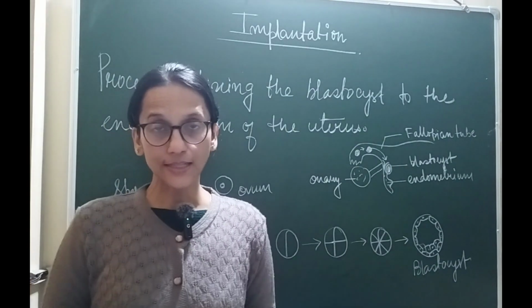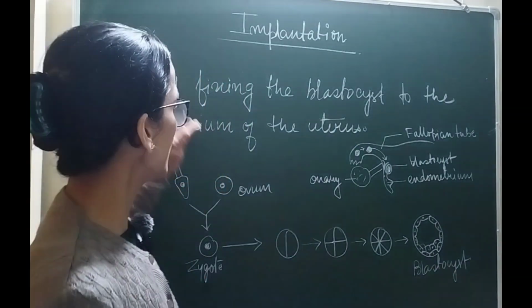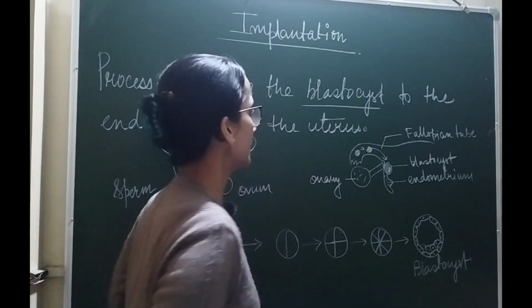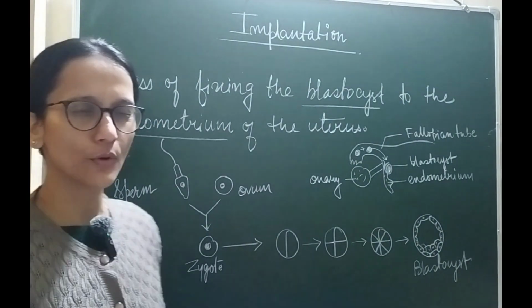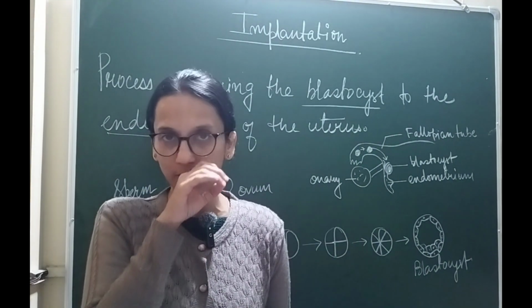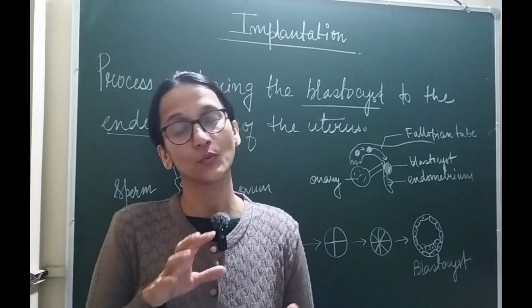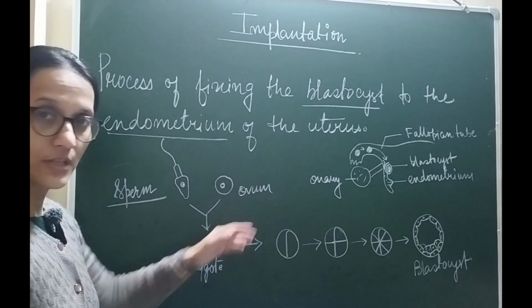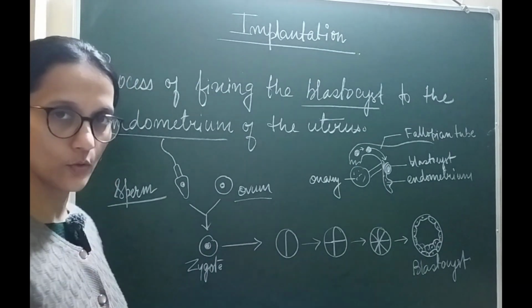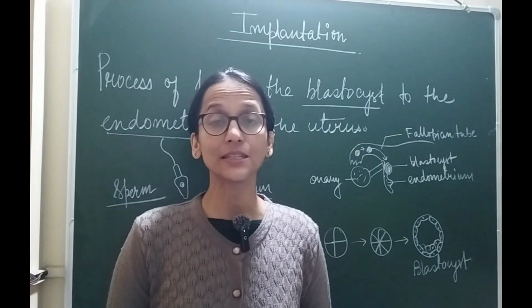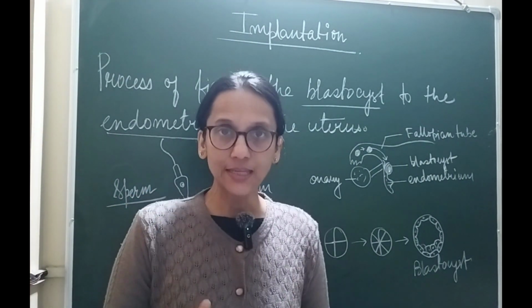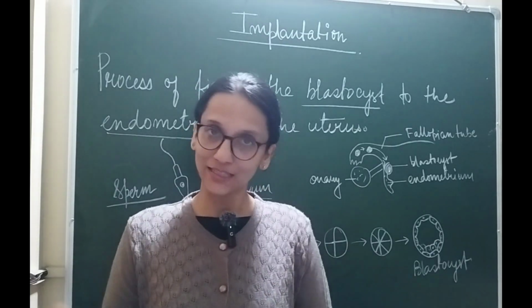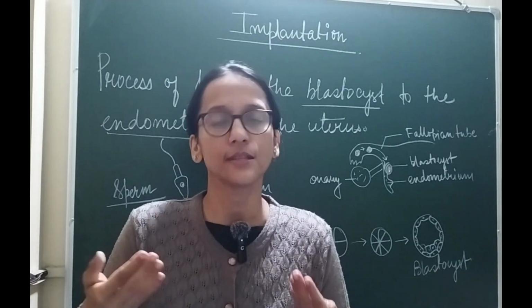Well, now let us understand what is implantation. Implantation is the process of fixing the blastocyst to the endometrium of the uterus. You already know the innermost lining of the uterus is called endometrium, but what we do not know is what is a blastocyst. Now, at the time of fertilization, when the sperm fuses with the ovum, what is produced is called a zygote. Zygote is unicellular, that means it is made up of a single cell, but this cell then undergoes certain mitotic division where they divide to increase in number.